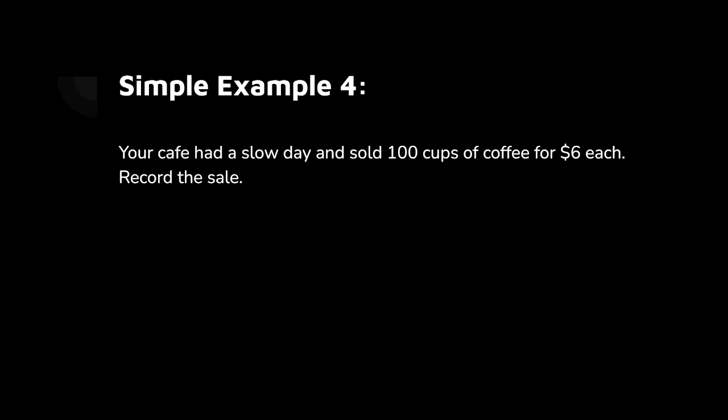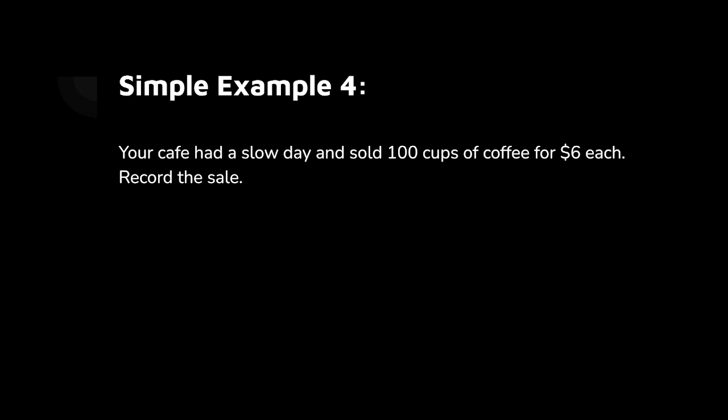So let's see. Your cafe has had a slow day and it's sold only 100 cups of coffee for $6 each. So here, record the sale. This is pretty simple math. You have 100 cups of coffee and each cup was $6. That means you earned $600 this day. So let's see, what two accounts do we need in our journal entry?